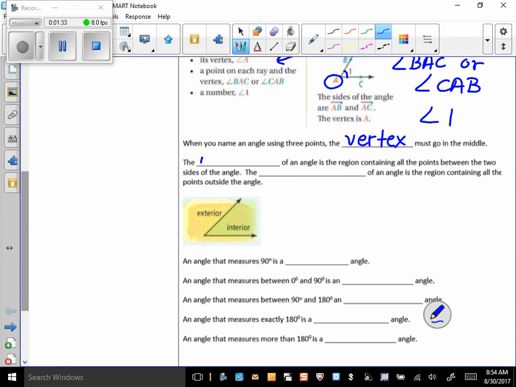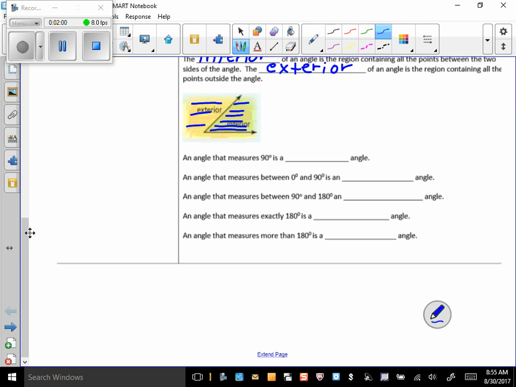All right, now the interior of an angle is the region containing all the points between the two sides of the angle. So as you can see in this picture, all the green here, that's the interior of the angle, and of course the yellow is the exterior. The exterior contains all the points outside the angle. Interior contains all the points inside. And remember that the sides of the angle go on infinitely, so this would still be interior out here.